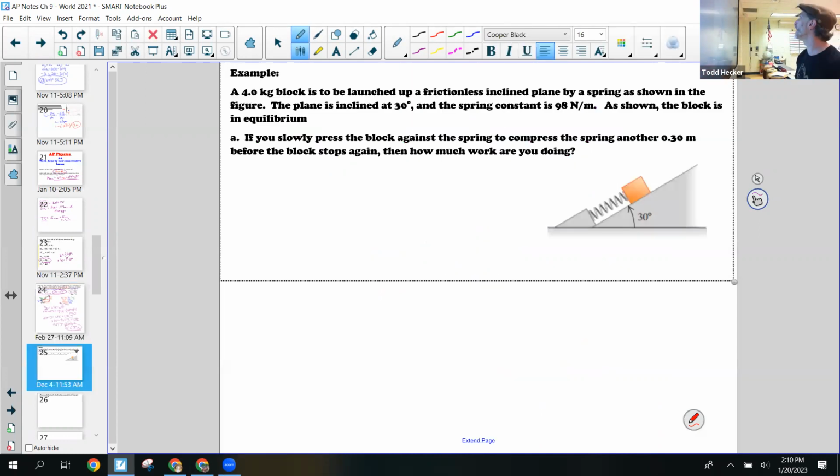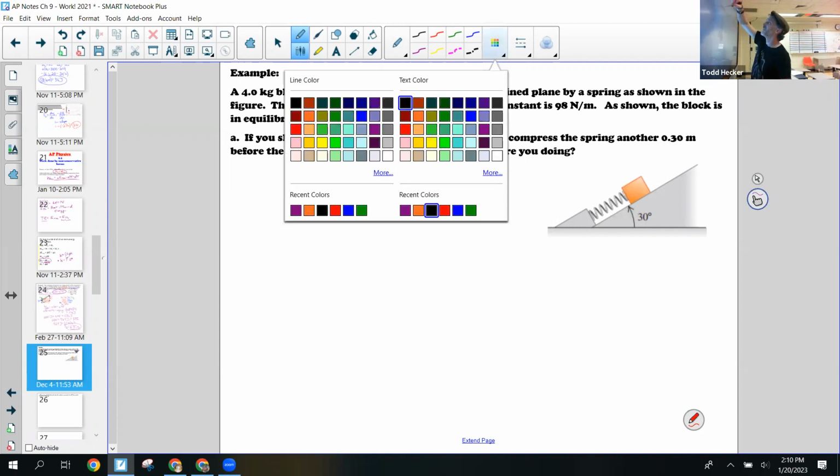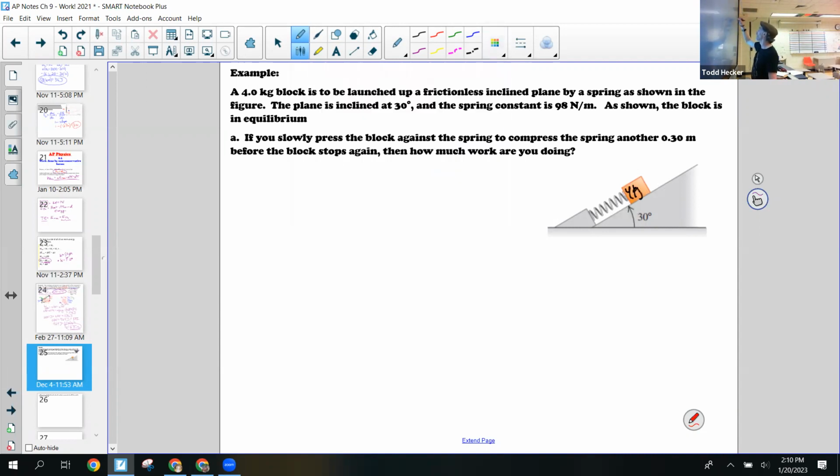All right, so here what we've got is a spring. The problem is, remember, with a spring, the force of a spring is changing, which means the net force changes, which means the acceleration changes, which means you can't use net force equals ma because your acceleration is not constant. So here we go. We've got this 4 kilogram box that's sitting against a spring, and as shown, it's in equilibrium. So this is kind of my initial position.